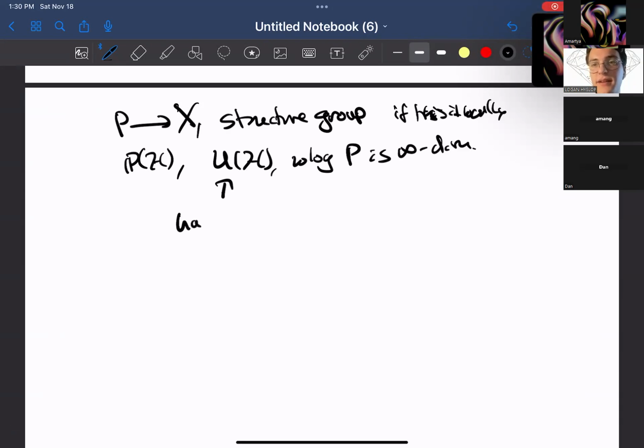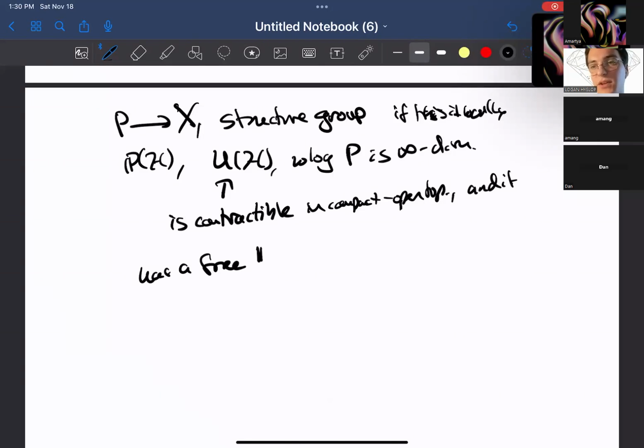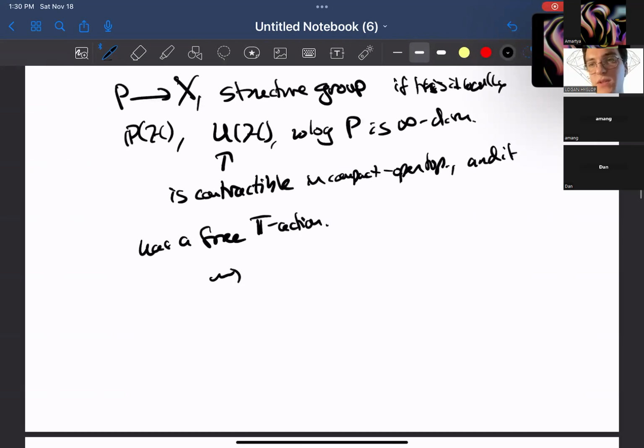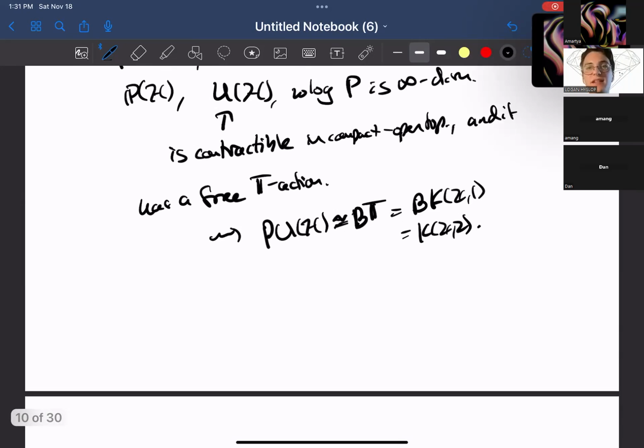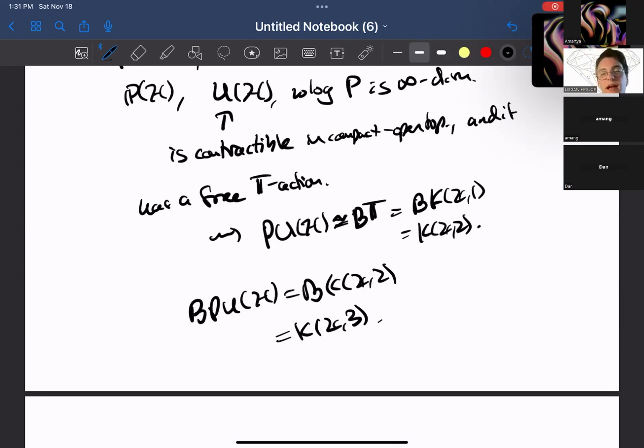So in particular, this here is contractible in the compact open topology. And it has a free circle action. So when we quotient to the projective unitary group, this is going to just give us a model for the classifying space of the circle. I guess I should say homotopy equivalence, it's better, which is the classifying space of a K(Z,1), which is a K(Z,2). So when we look at the classifying space for these projective bundles with this structure group, we're going to look at BPU(H), which is going to be BK(Z,2), which is a K(Z,3), Eilenberg-MacLane space K(Z,3).